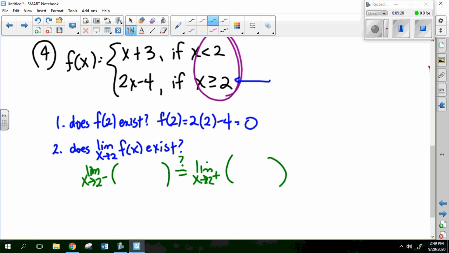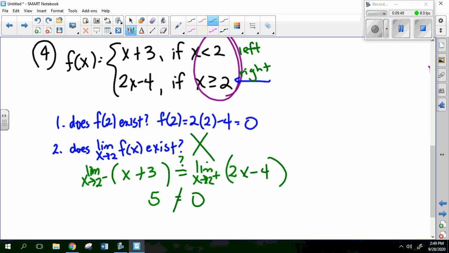So then I go back up to my piecewise. x less than 2 is the left, x greater than 2 is the right, so make sure you use the appropriate pieces. But once you have your pieces picked out, then remember you just direct substitute. So if I direct substitute 2 in for x on this side, I get 4. 2 in for x on the other side, I get 0. And they are not equal. So this limit does not exist.